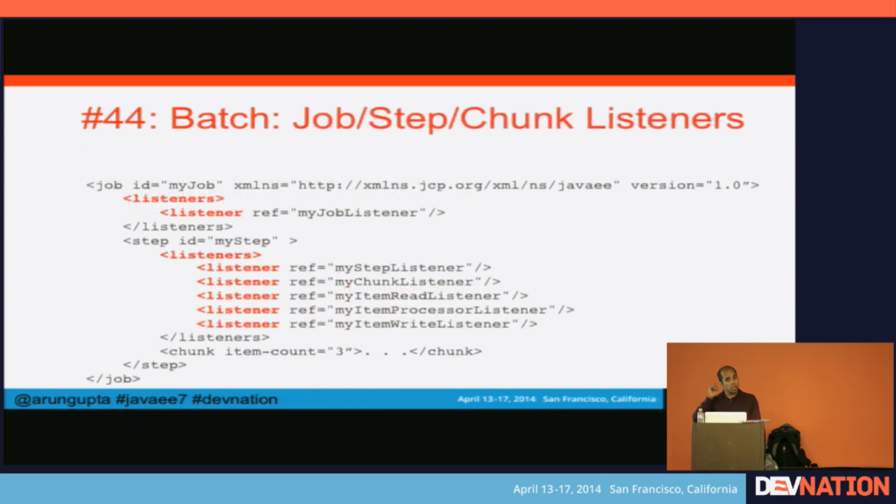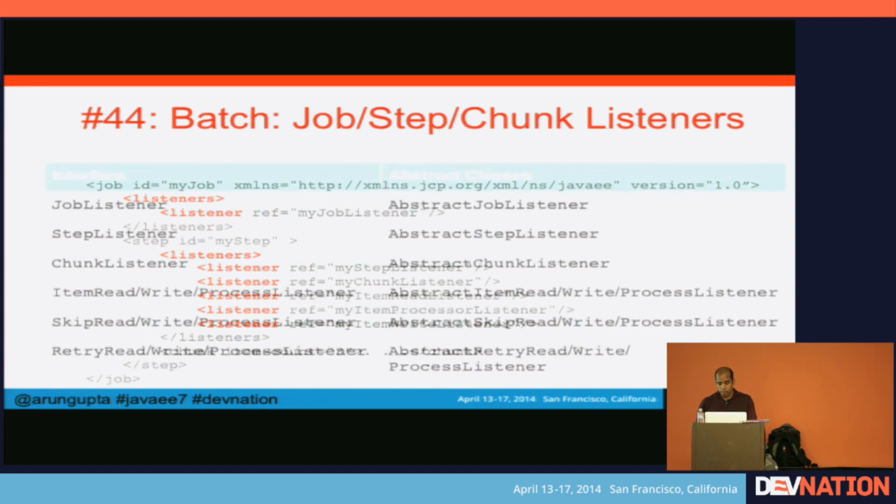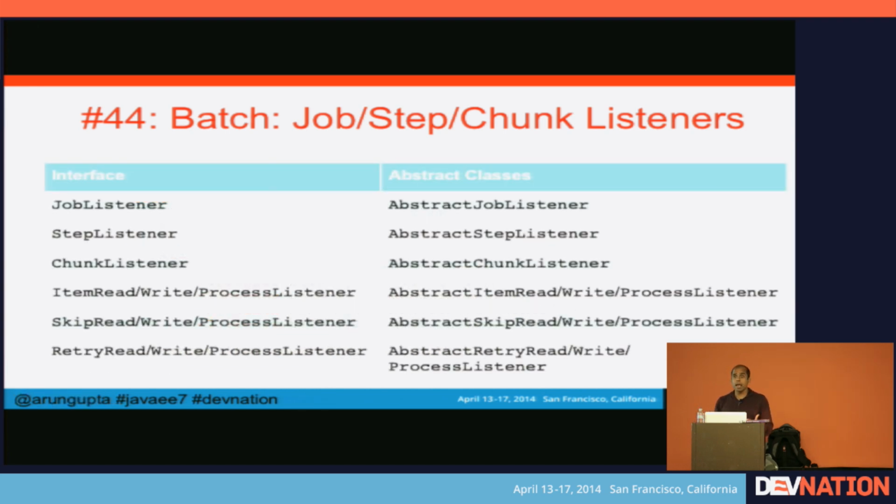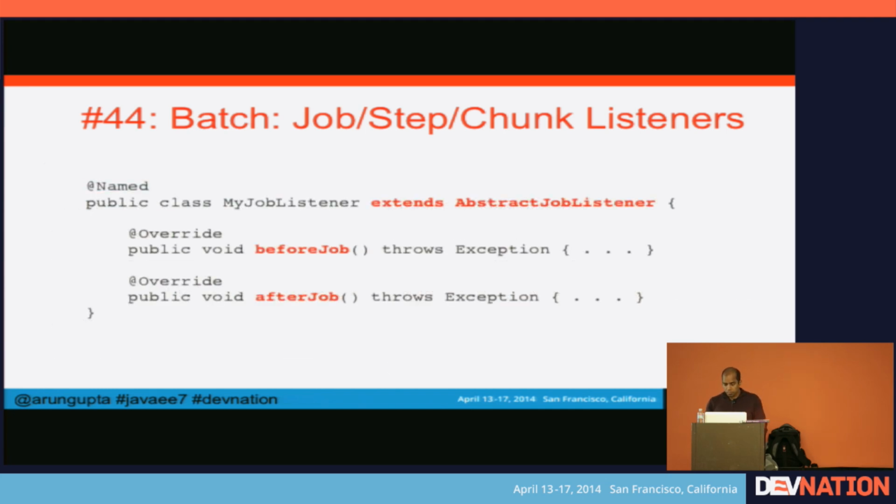There are listeners available at job. A job could have multiple steps. There are listeners available at each step and each chunk. So for example, I could say my step listener, chunk listener, even reader, processor, and writer listener. So there are kind of pre and post hooks available in all the cases. And these are available as interfaces and abstract classes, just for convenience. So for example, here I'm saying extends AbstractJobListener, beforeJob and afterJob. If you want to do some initialization and cleanup before and after the job, you can do that. Or you can listen for certain values, or you want to trigger somebody, you want to tell somebody that I'm doing something.